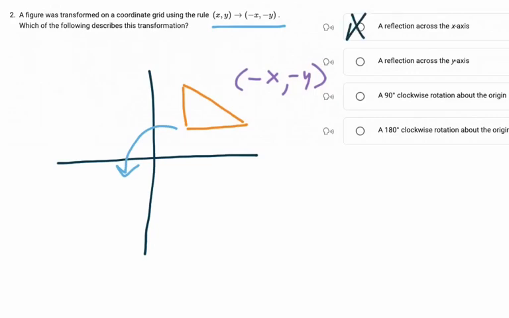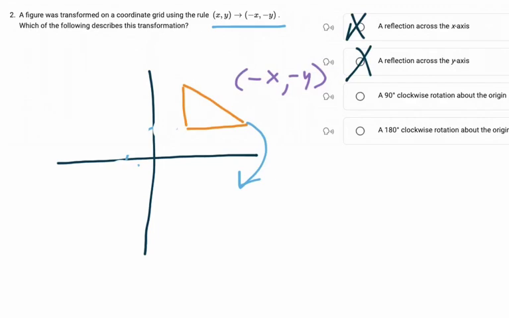B says a reflection across the y-axis. Again, you're not going to have a double negative if you reflect at all. C says a 90 degrees clockwise rotation about the origin. Well, a 90-degree clockwise rotation would take you this way, but that's not going to flip both of your signs negative when you do that.